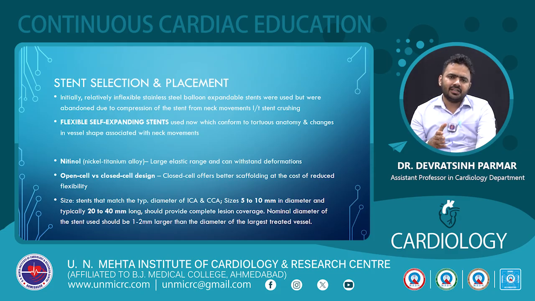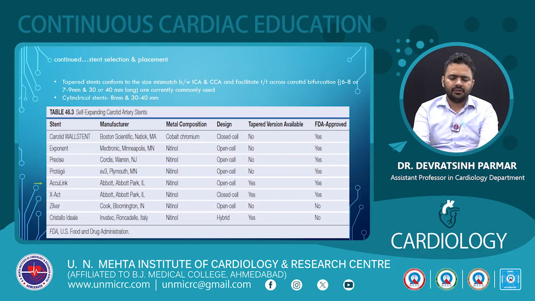There are different sizes of stents available in the market. The commonly used stents are 5 to 10 mm in diameter, and the length is around 20 to 40 mm. The commonly used stents are tapered stents, because the diameters will be entirely different, like the diameter of the ICA and the common carotid artery. So a tapered stent conforms to the size of both the ICA and CCA and facilitates keeping the stent across the bifurcation. It also comes in lengths of 20 to 40 mm.